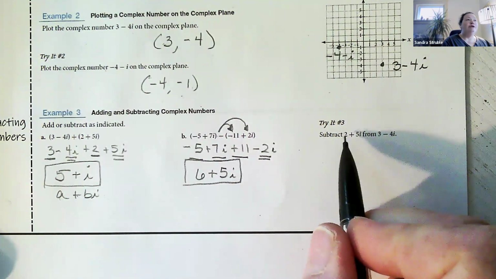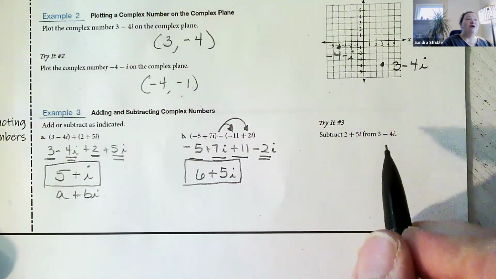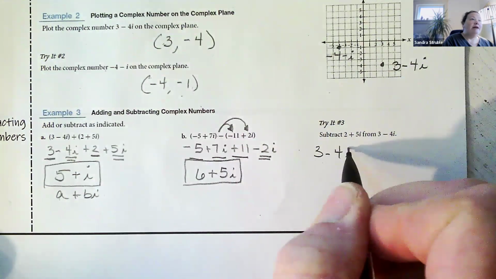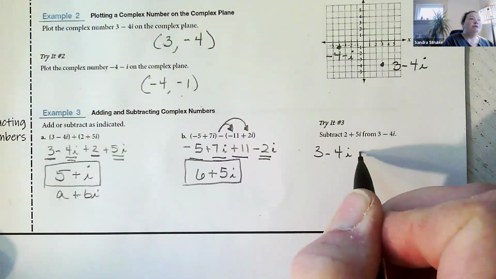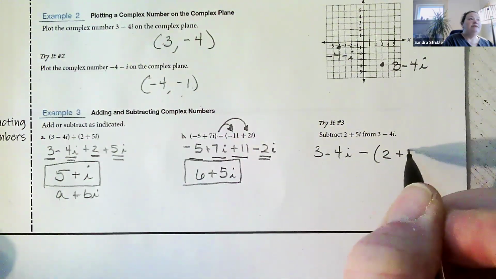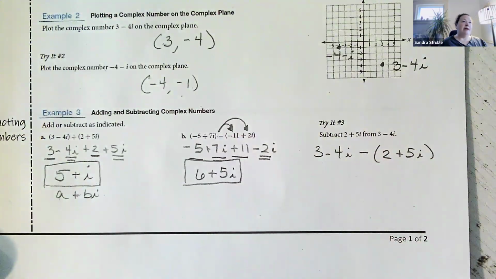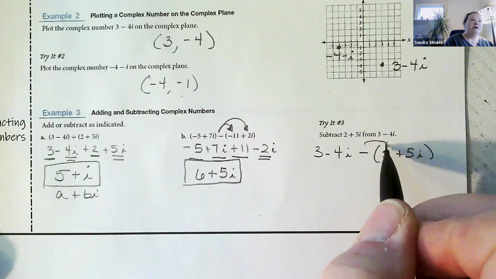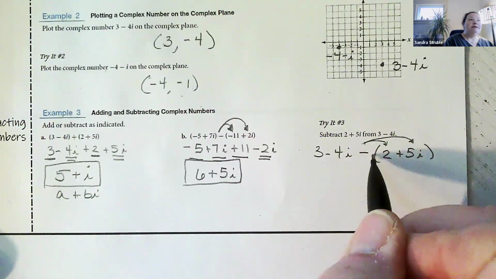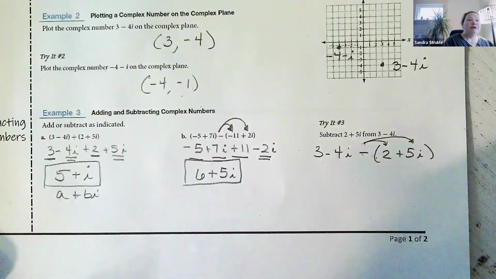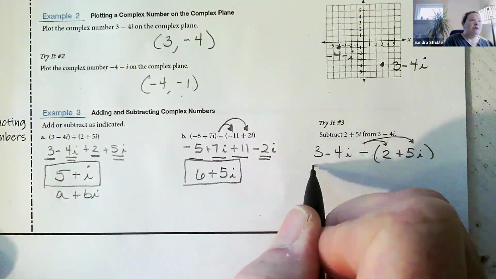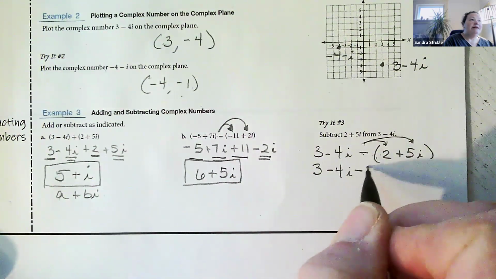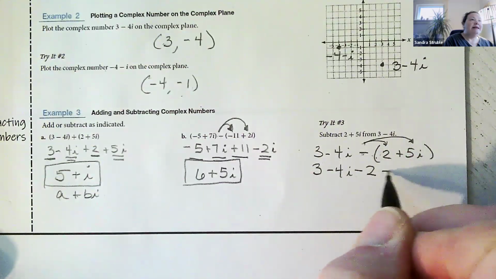This is you're subtracting the 2 plus 5i from 3 minus 4i. So it's 3 minus 4i, and from this number, you're going to subtract 2 plus 5i. That is how you would have to set that up. Now, again, you want to make sure to distribute that negative to both terms. Every term that's in these parentheses needs to have its sign changed. So I'm going to rewrite this as 3 minus 4i, distributing negative times a positive is a negative 2, negative times a positive is a negative 5i.